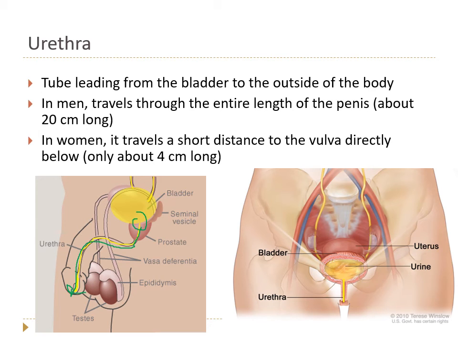So in a male-bodied person, it has to travel through the entire length of the penis. So it ends up being about 20 centimeters long on average. In female-bodied people, it's just a quick hop, skip, and a jump for that urine to get out through the urethra. The urethra is only about 4 centimeters long. You don't have a penis to travel through, right? Just right to the vulva there.